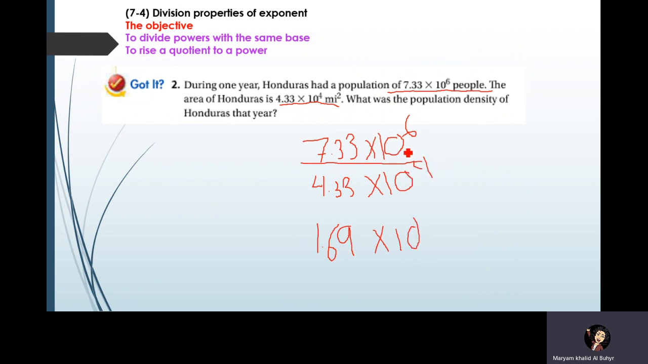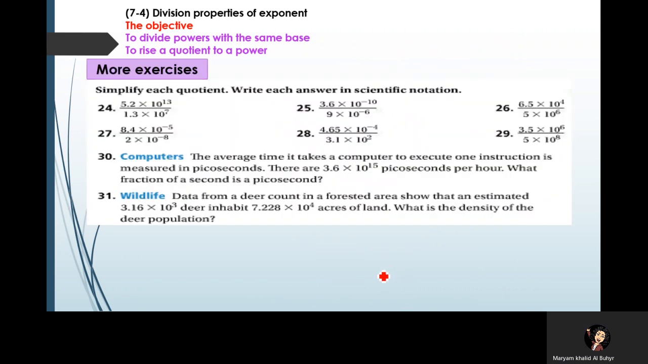I have division between them. They are the same base. 6 minus 4 is 2, which is 100. So once you work on that, you will move your decimal. Once you move your decimal to the right, you are minusing from the power, which will be 2 minus 2, which is 0. So then you have 1. So the result is 169. You can think about it: it is 100, so since this is 100 times 1.69, you will move the decimal 2 units to the right, which is 169. So people, this is the idea.